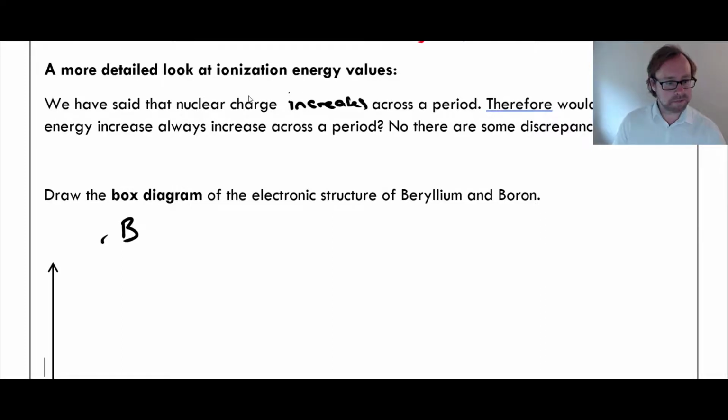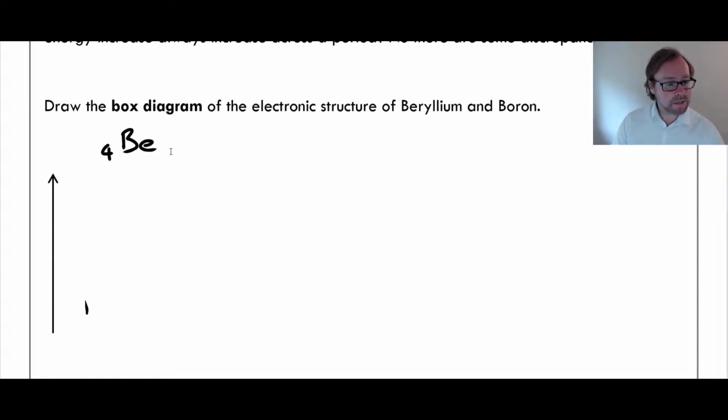Okay, seem to have fixed it. So I'll give you a bit of a clue for this one. Draw the box diagram of the electronic structure of beryllium and boron. Beryllium's atomic number is 4. So remember, when we're drawing box diagrams, we are going to draw our orbitals, yeah? And our axis will be energy. This box represents 1s, this box represents 2s. I don't need any more boxes, you can do that for boron.